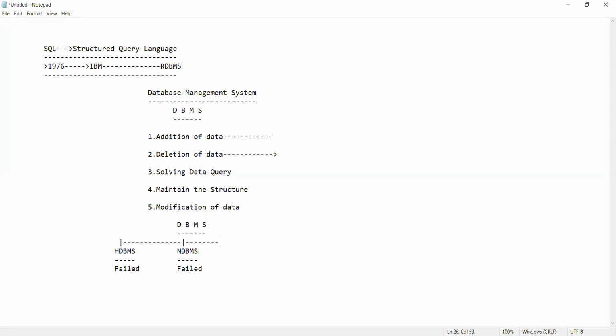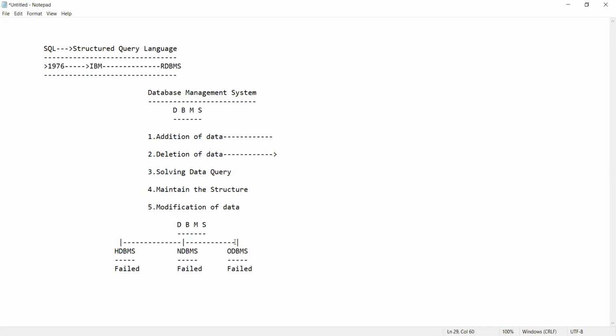HDBMS is done. Then, even as this failed, another technique was developed, called ODBMS, which stands for Object Database Management System. Even this was in use for some time, and even this failed due to some reason or other.